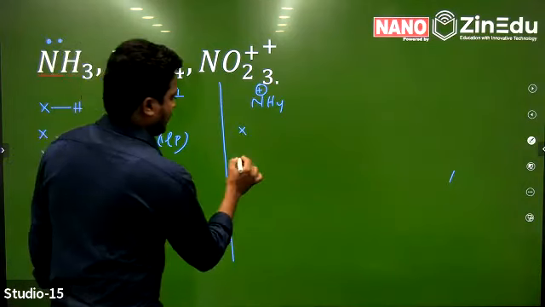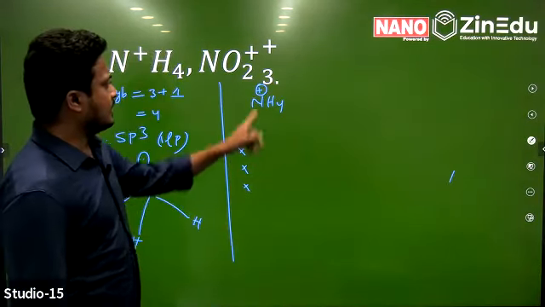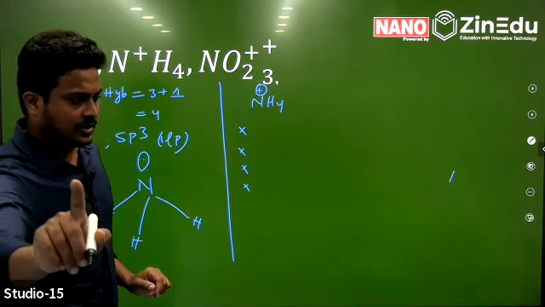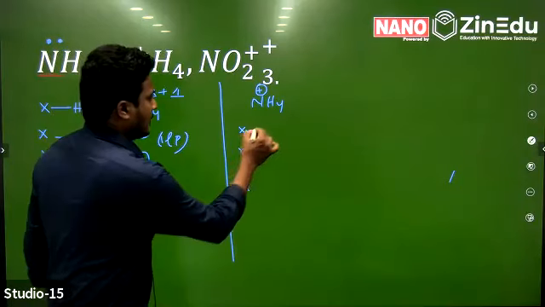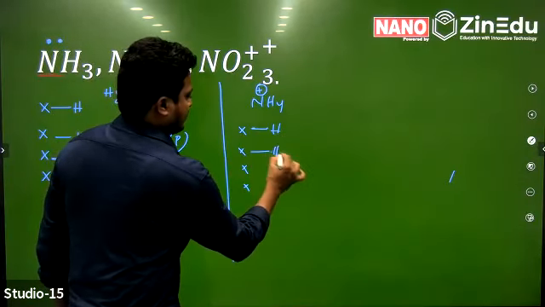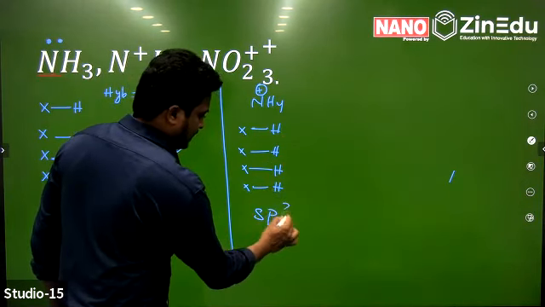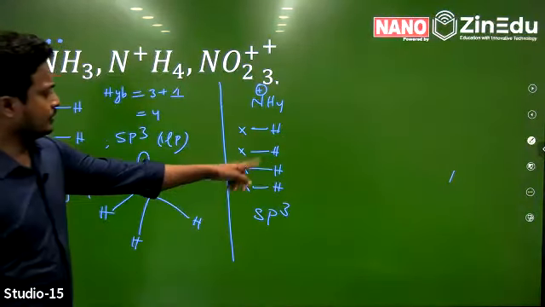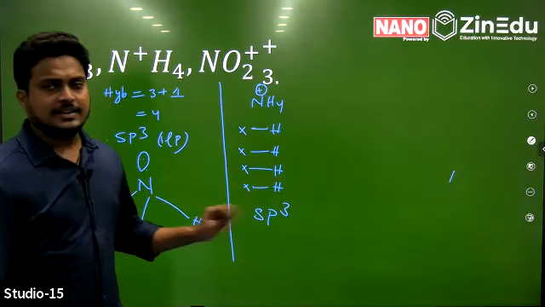Remove 1 electron out of 5. Actually, nitrogen has 5 electrons, but due to the presence of 1 positive charge, we are removing 1 electron. That is 4. The 4 hydrogens utilize 4 sigma bonds. So the total count is 4, no lone pairs. Total count 4, so sp3.